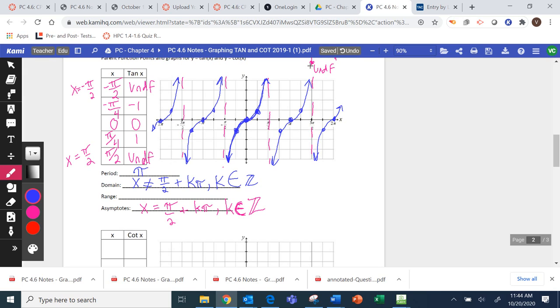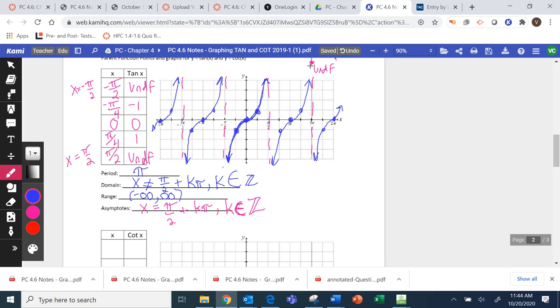And then the range. How far down do we go and how far up do we go? Nick, what are you saying? Infinity, is that what you're saying? Yeah. So we can write that in interval notation, from negative infinity to positive infinity. And that's tangent.